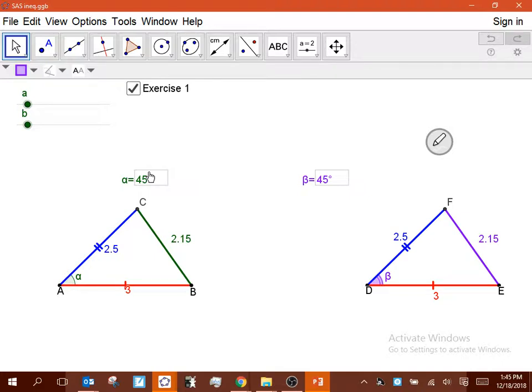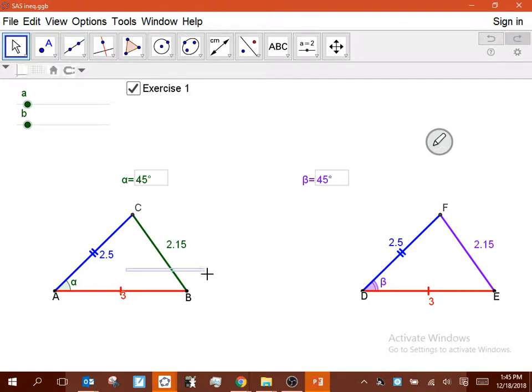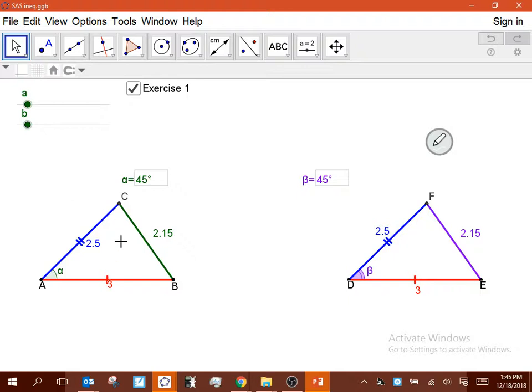Meaning that those two triangles, if I were to overlap them, I don't know if I can. Yeah, I've got them kind of positioned off of one another. If I could drag this one, it's going to land exactly on that one, right? Because they're congruent. And that means that opposite alpha is 2.15 and opposite beta is 2.15. Well, if those angles were congruent, that measurement of 2.15 and that measurement of 2.15 had to be equal.